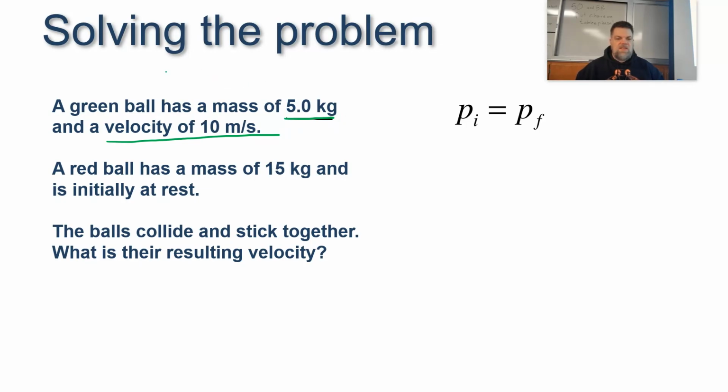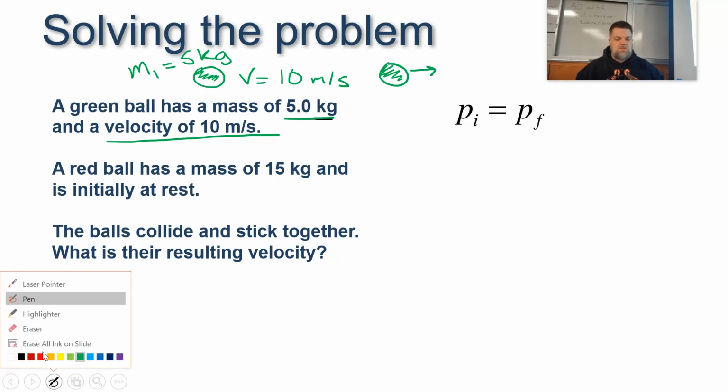All right, so I like to draw the visual, so I've got this green ball here, and the mass of the green ball, m1, equals 5 kilograms, and it has a velocity equal to 10 meters per second. And because it's positive, the green ball over here is moving in this direction at 10 meters per second.